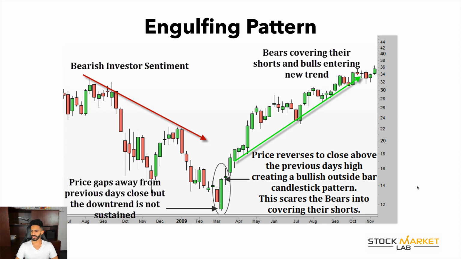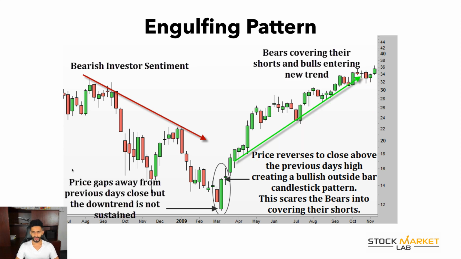So here's an engulfing pattern. Now, if you look here, you can see engulfing pattern. Stock is on a downtrend, bearish investor sentiment. Price gaps away from previous day's close. See how it gaps away. And then as it gaps down, look at the green candle, eats the red candle, showcasing that bulls are taking control. As bulls take control, you can see there's a very high probability of the stock going up.